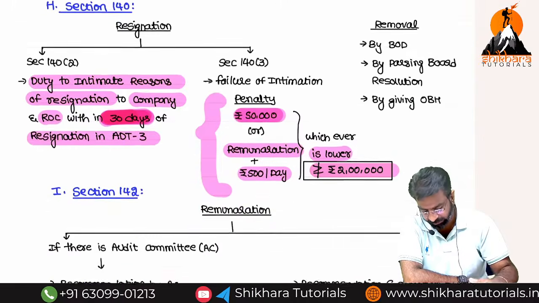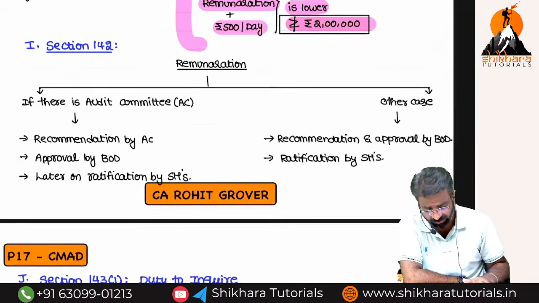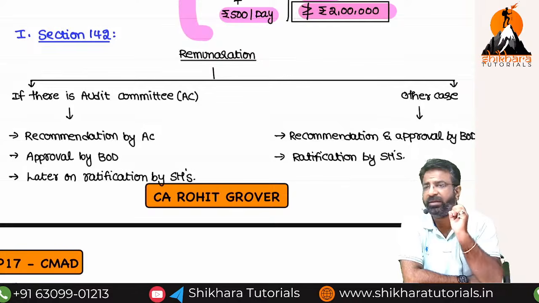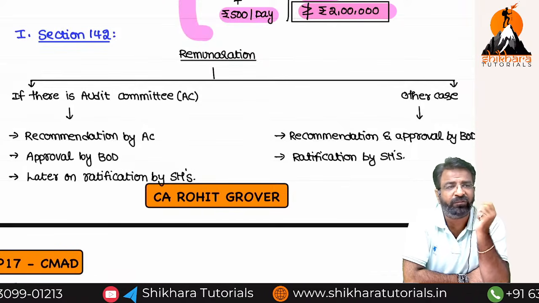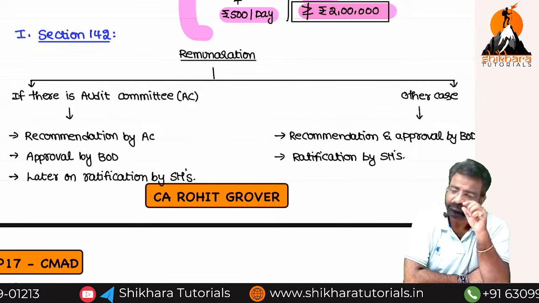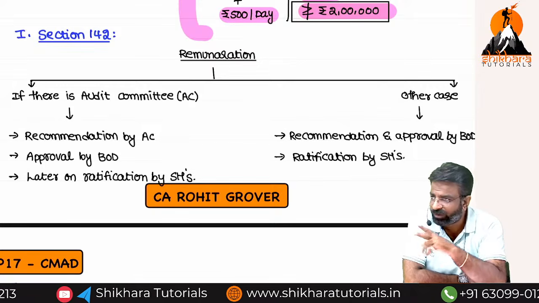Now let's understand one very small section of company audit. That is called section number 142. This is called remuneration of cost auditor. Which auditor? Can you read both the sides? What is being written?